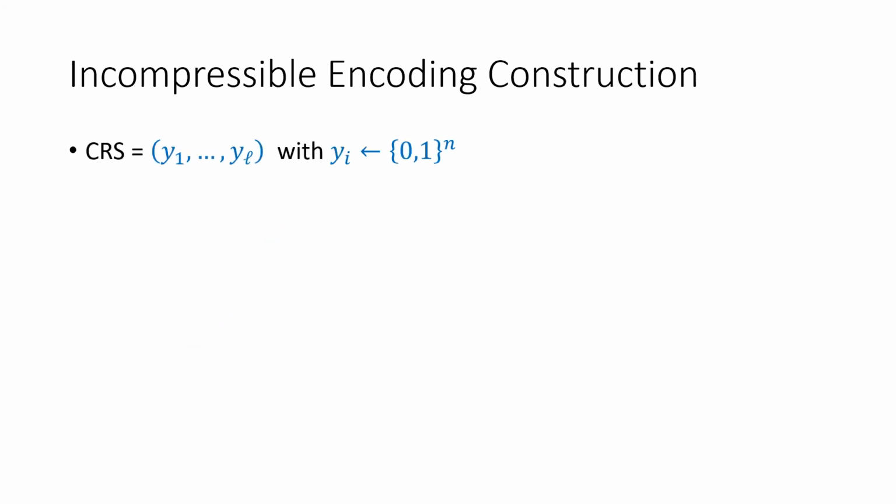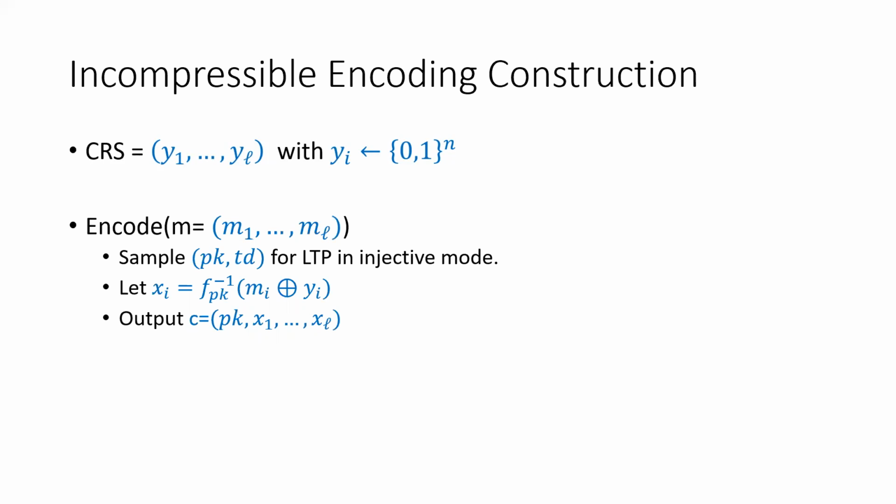So here's the construction. The CRS for this construction is just going to consist of a bunch of random values yi, where you can think of these yi's as being in the range of the pseudorandom permutation. The range and the domain are the same, both {0,1}^n. And to encode a message m, I'm thinking of the message m as consisting of L blocks, each consisting of n bits.